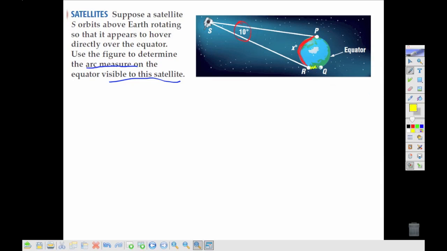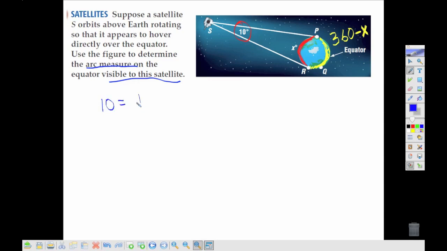To do this, we need to know that because these are tangent lines, this full distance around the circle, the red plus the yellow, are going to add up to 360 degrees. So if we're calling this red arc x, then that yellow arc would have to be 360 degrees minus the red arc, minus x. And so that's how we're going to get our two arcs here. We'll set this up then.